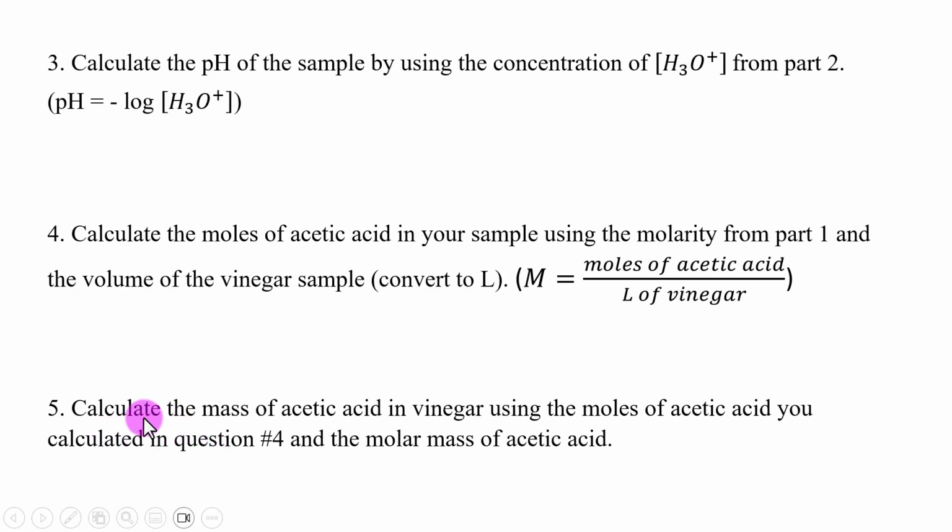Then, to calculate the mass of acetic acid in vinegar, using the moles from part 4 and the molar mass of the acetic acid. So calculate the molar mass of acetic acid and then convert the moles from part 4 using the molar mass. So use the moles from part 4 and the molar mass to convert to grams of acetic acid. Remember, if we go from moles to grams, we multiply by the molar mass.